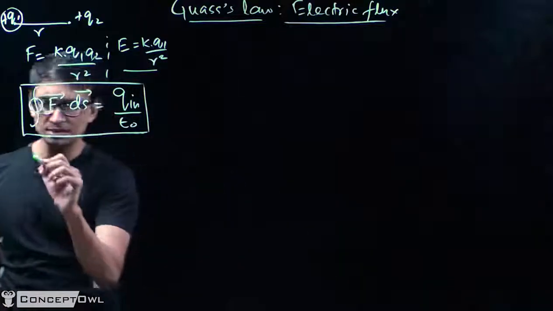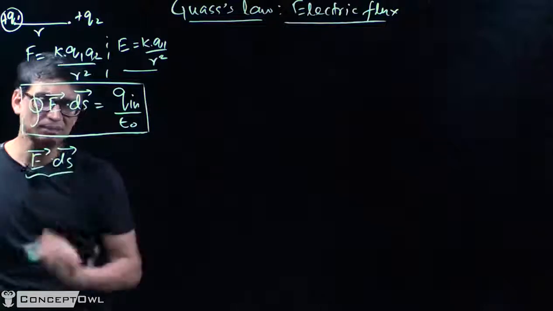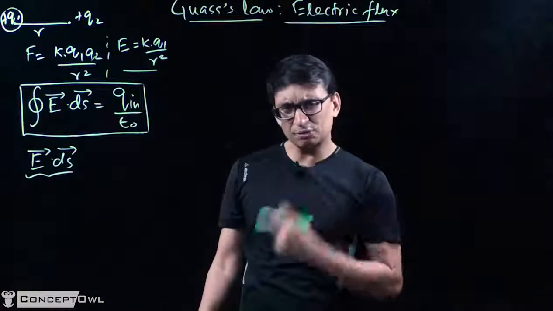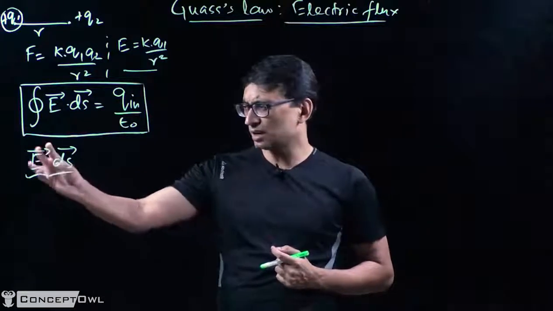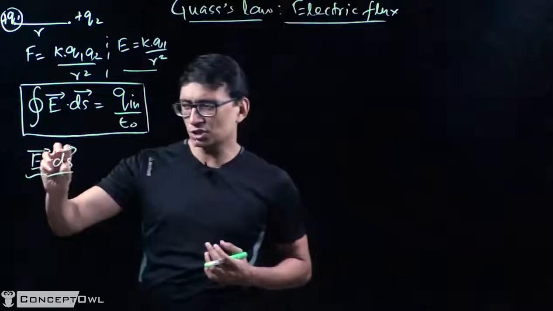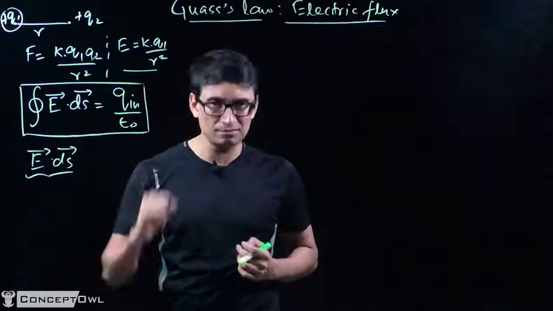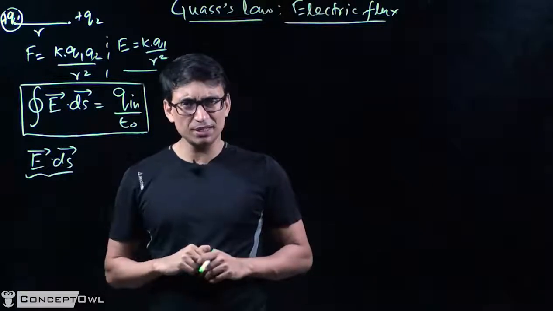So now let's start with E dot ds. What does that mean? This term I would like to understand. Now this may bring an interesting question in your head, which is that we have E dot ds, which means we are saying that this is a dot product of two vectors, E and ds. What is ds? ds is the area. Now, is area a vector quantity?